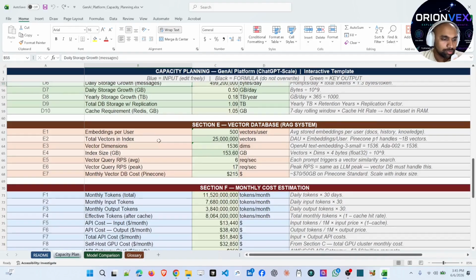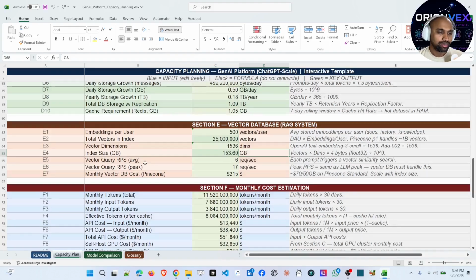Next thing is vector dimensions. We have 1536 dimensions, that is OpenAI text-embedding-3-small. We can next go to the indexing size in GB. It's around 153 GB, the embedding index size. How we are calculating: vectors into dimensions into 4 bytes. That we will get the index size.